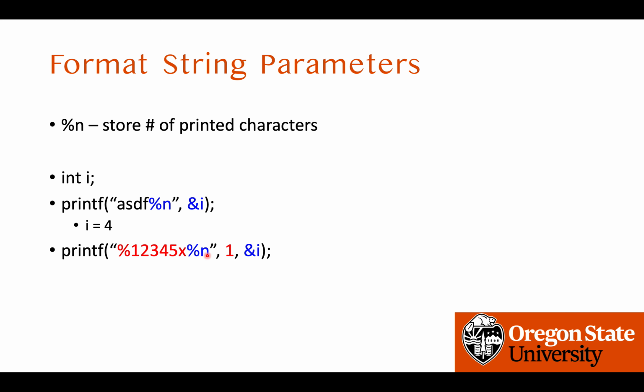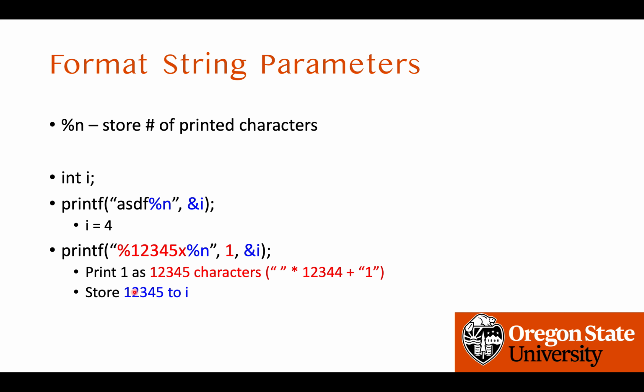And if we do %12345x%n, although the value itself is 1, this directive will print 12345 characters. There's no truncation at all, so it will print out 1, and before that a lot of white space, so it entirely prints 12345 characters. Then when %n runs, I will store 12345, because we printed out that many characters.